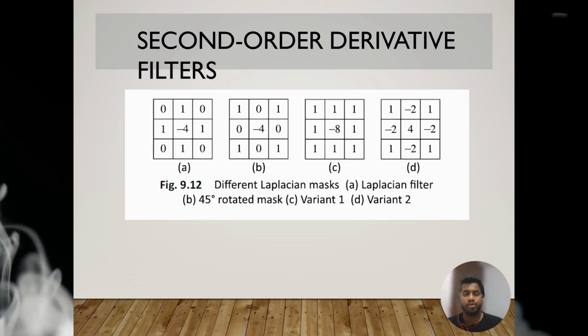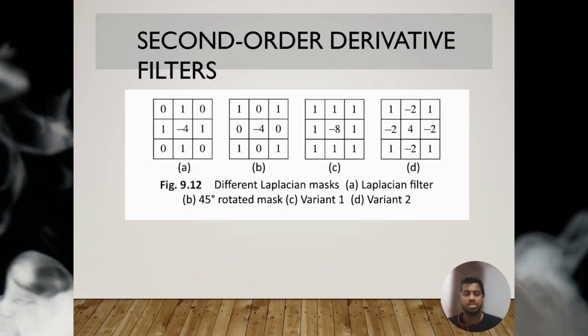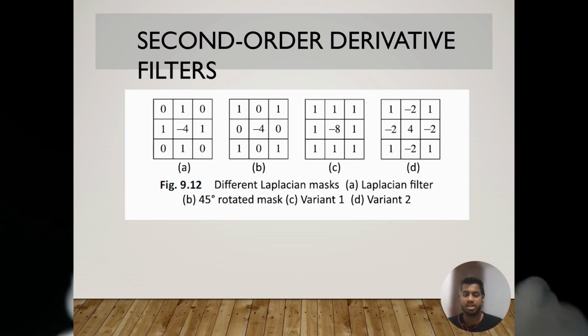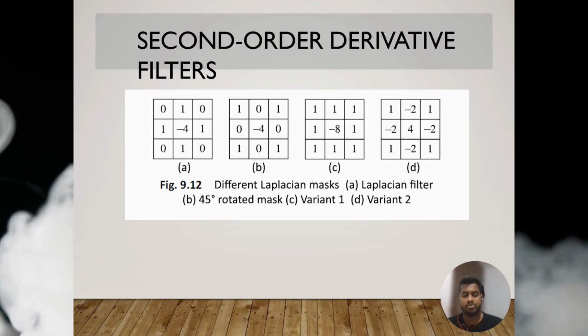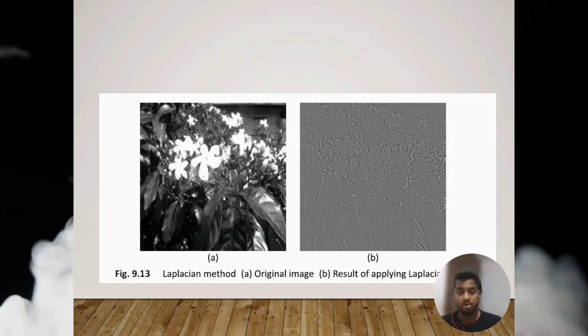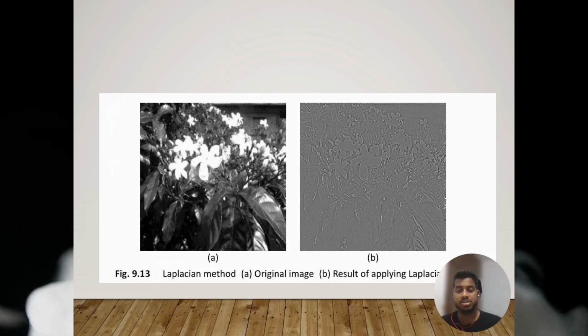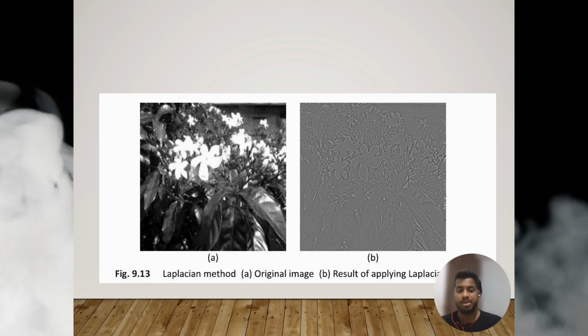We also have the second order derivative filter. You can see the different Laplacian masks are there, and they are rotated and different variants are also there. So let's take another example of how Laplacian methods work. You can see the original image, that is figure A, and the result after applying the Laplacian method.